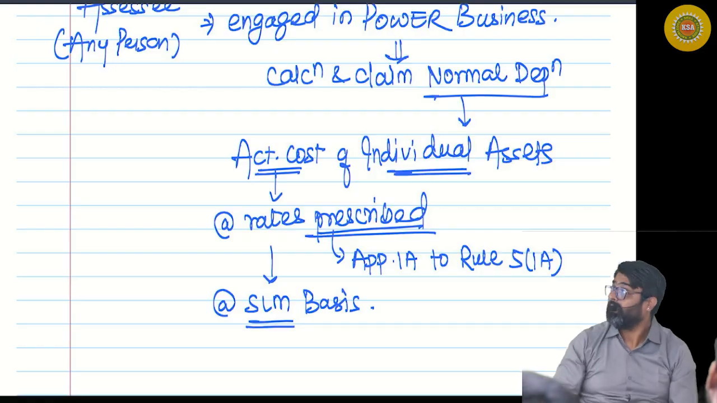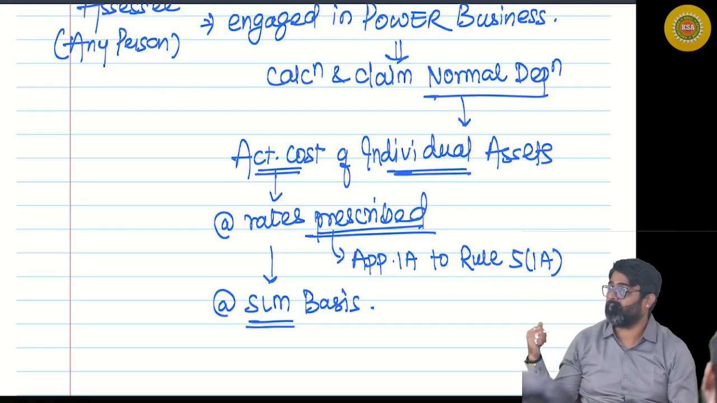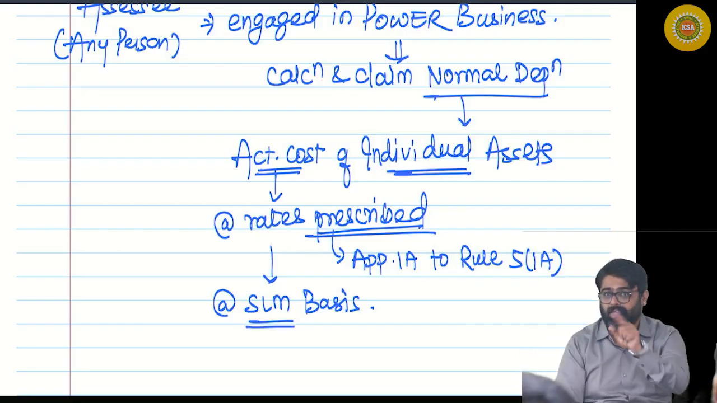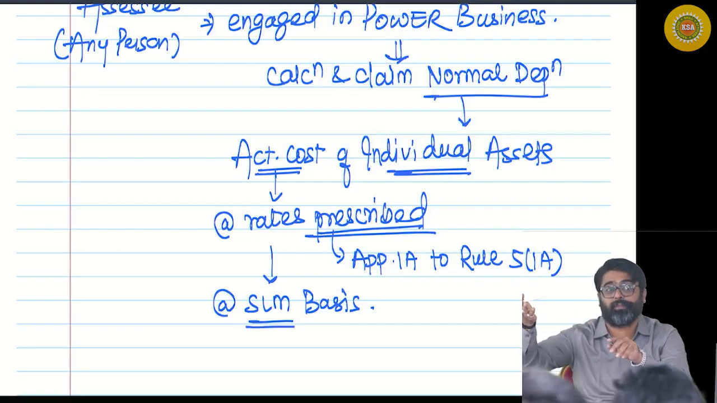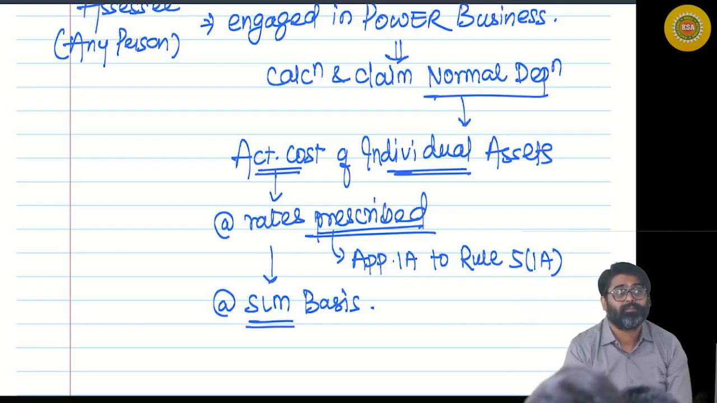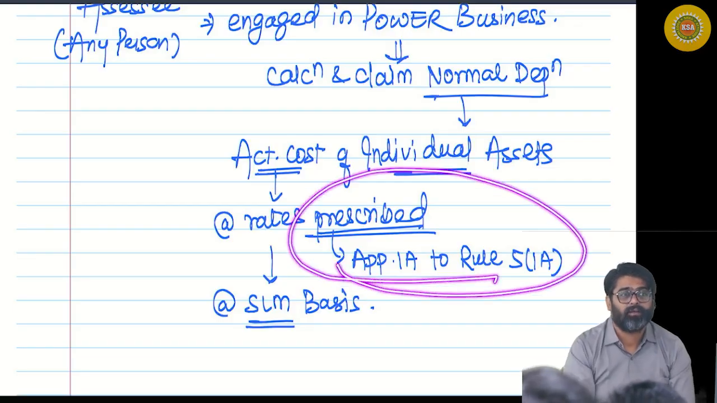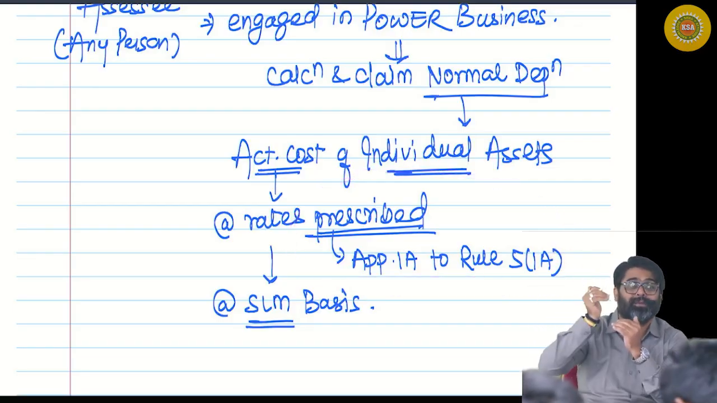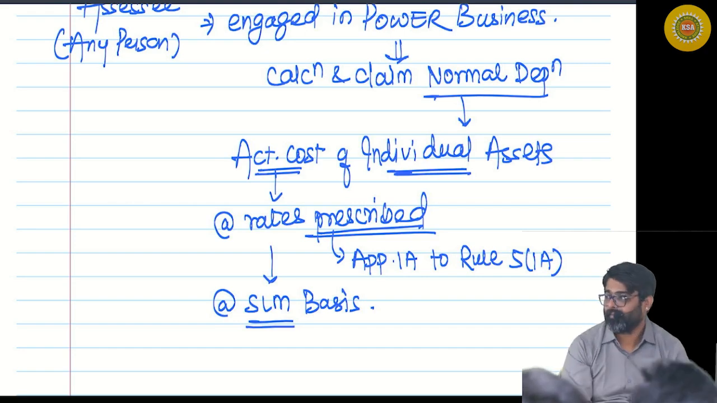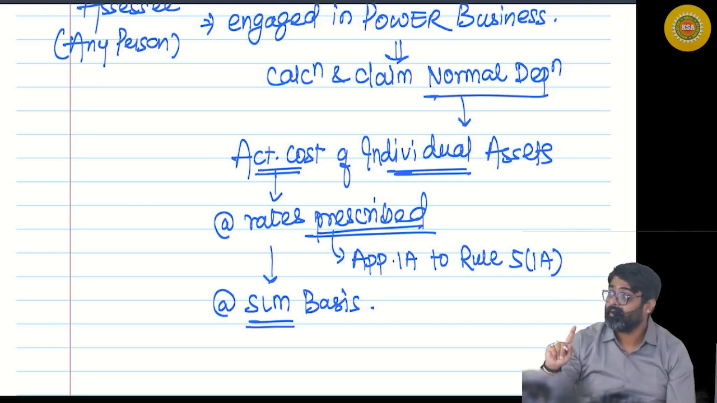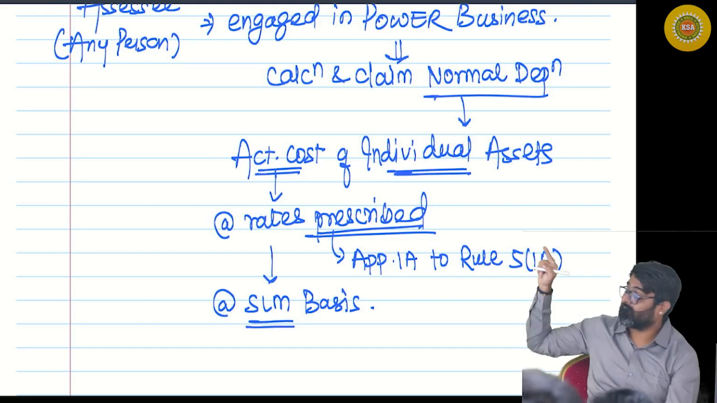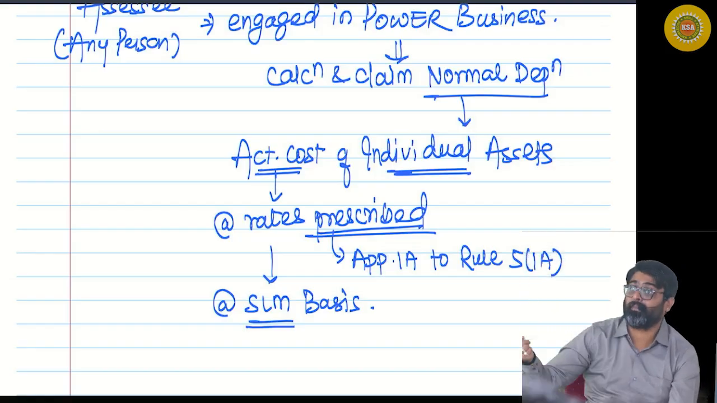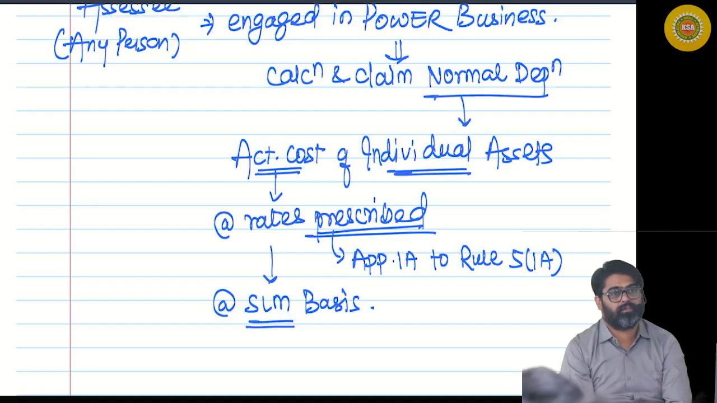And see, if the asset was acquired in your business for the first time in this year, and in that year, if the asset is put to use for a period of less than 180 days, then the prescribed rate will not be taken as full rate, it will become half rate. But that will happen only in the year in which the asset was acquired and put to use for a period of less than 180 days.